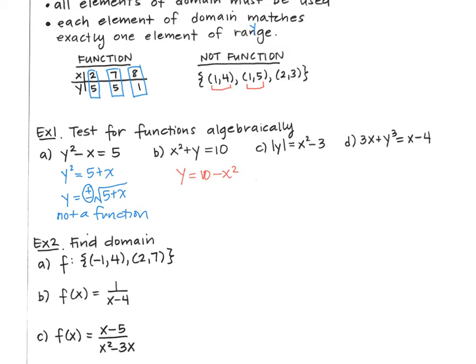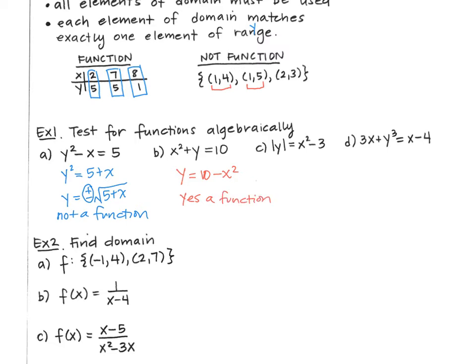If I plugged in x is 1, I would get y is 9. That's only one value. If I plug in negative 1, I can only get one y value out. But really, since there's no plus or minus coming out in front, this is going to be a function.